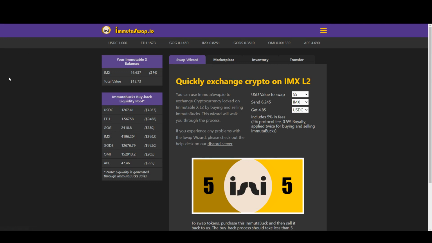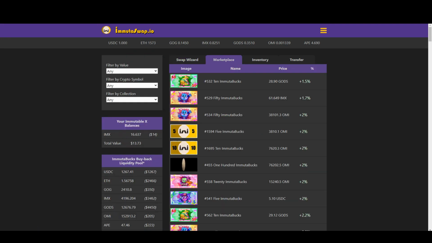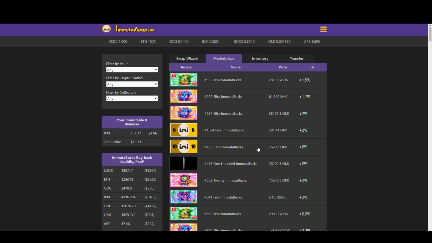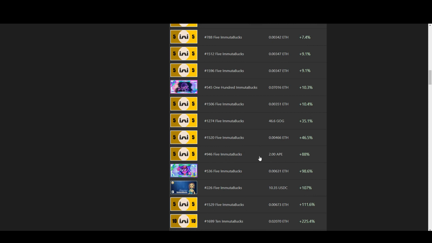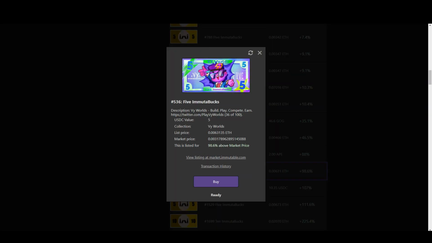And we can see on the marketplace, there's a whole bunch of these Immutabucks. They're all priced, obviously, because they all have a value, but once you've created them, they're locked into what you get back. So you have this weird arbitrage thing going on here. So this one here, you need to buy this one. It's listed in ETH, and I'm going to get back USDC. So it's sort of weird.